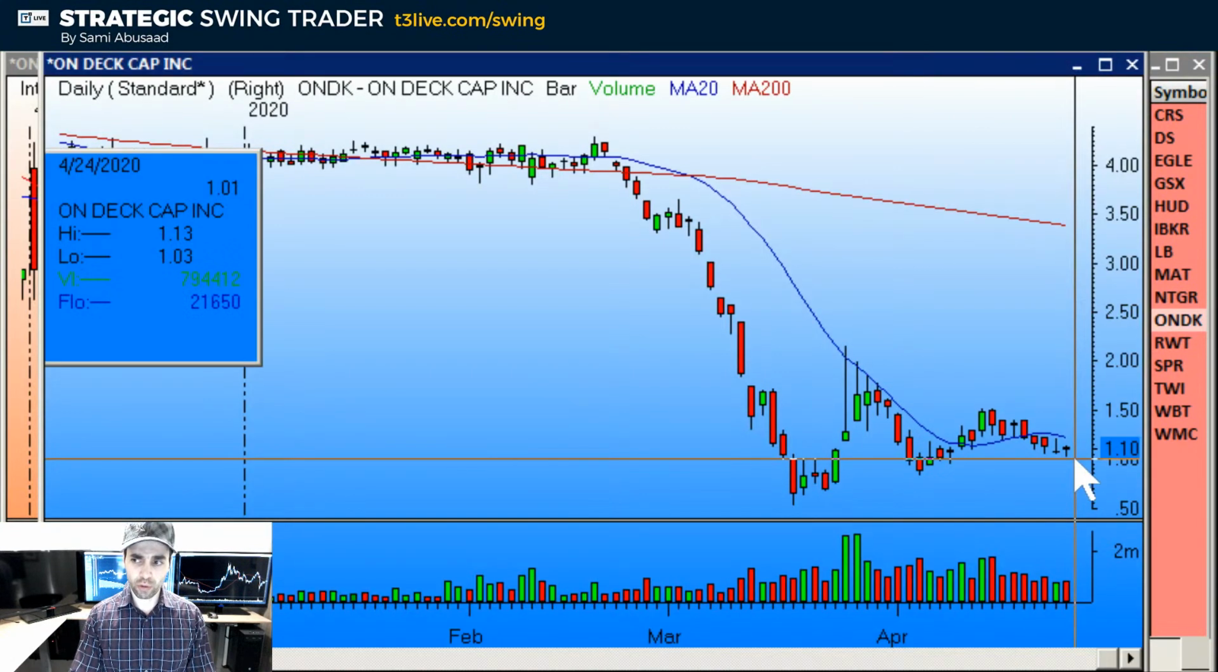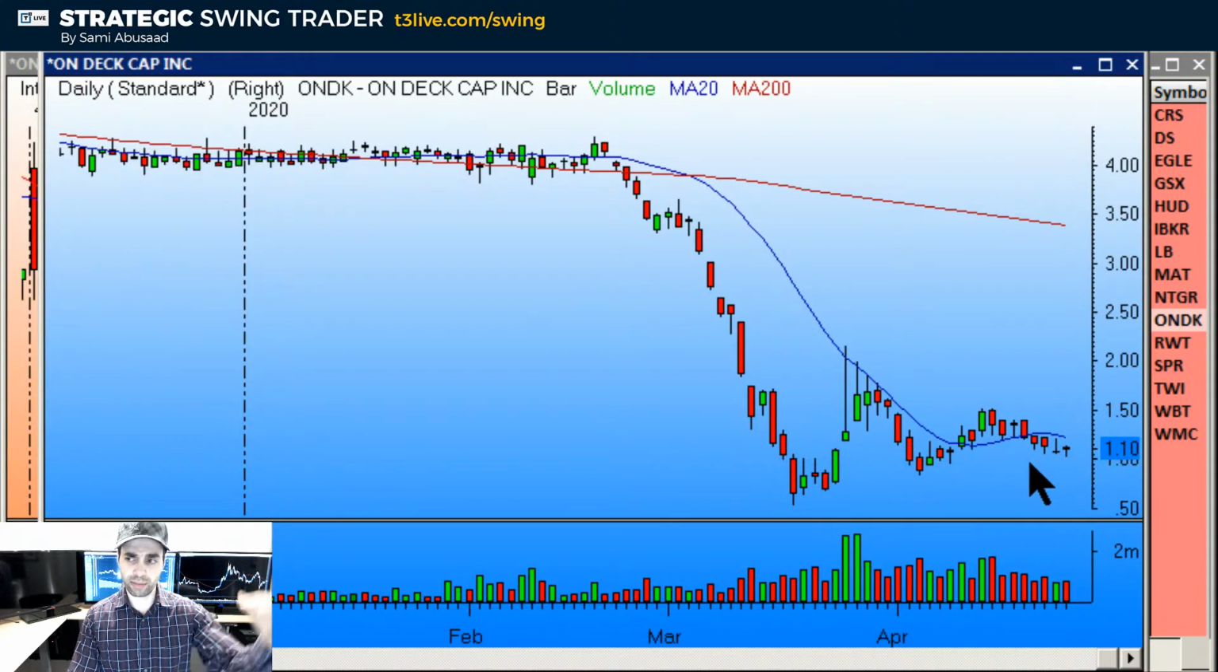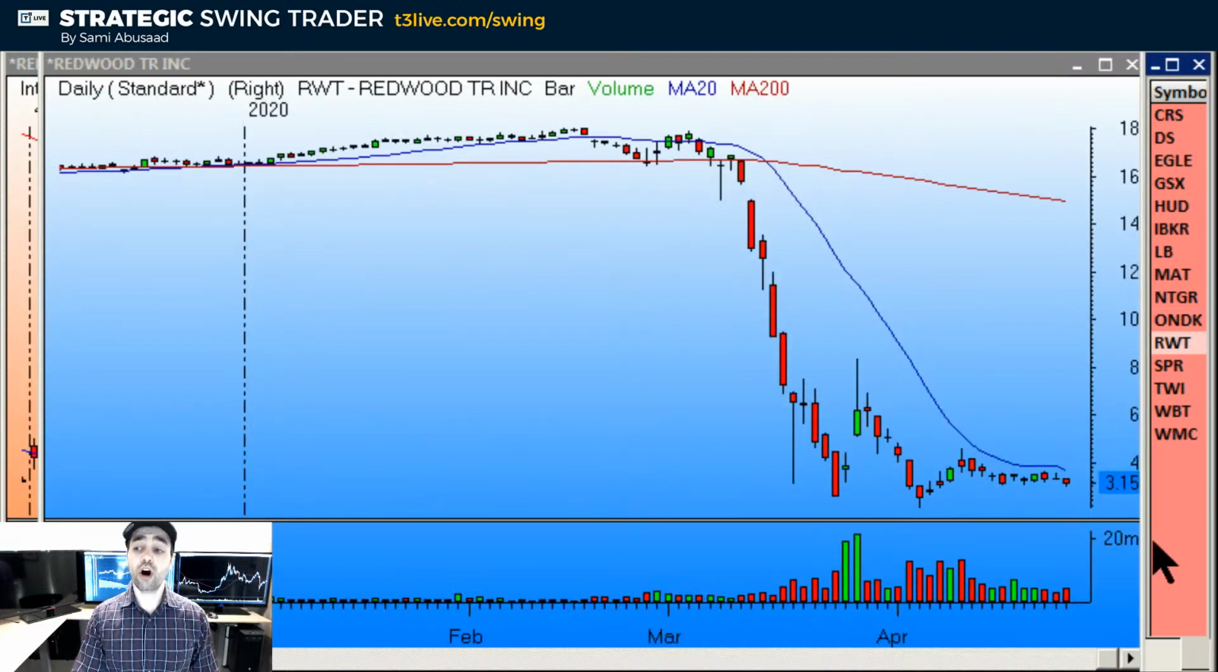ONDK looks lower. It's a low price stock, but looks lower. It's a breakdown on the daily chart. RWT is real estate. It's one of the few mortgage stocks that never took out the 20 on the daily chart. So now it's a short under the base, stop above it, and target the prior low.